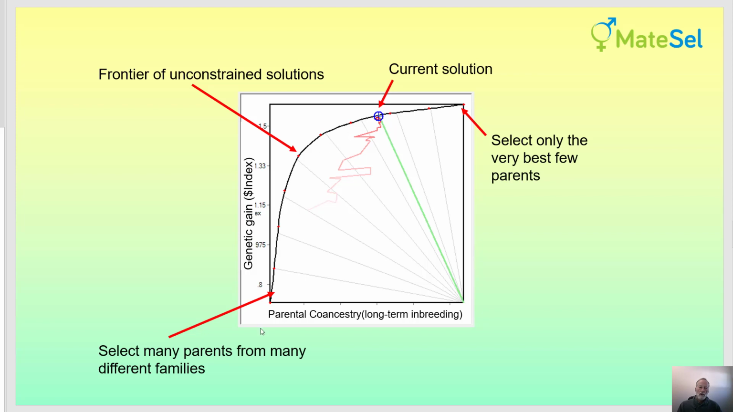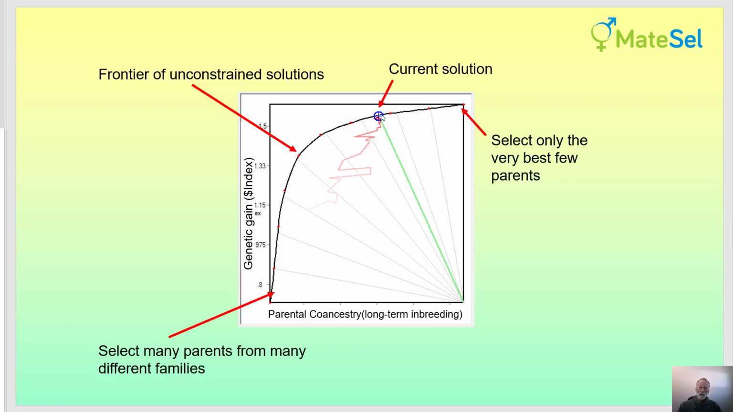On the other extreme, if we select many parents from many different families, we end up with more diversity, but we're digging deeper into the barrel and get less genetic merit in the progeny because we're using less meritorious individuals as parents. And what I'm going to be talking about is how we balance these two key issues in order to come up with a solution.